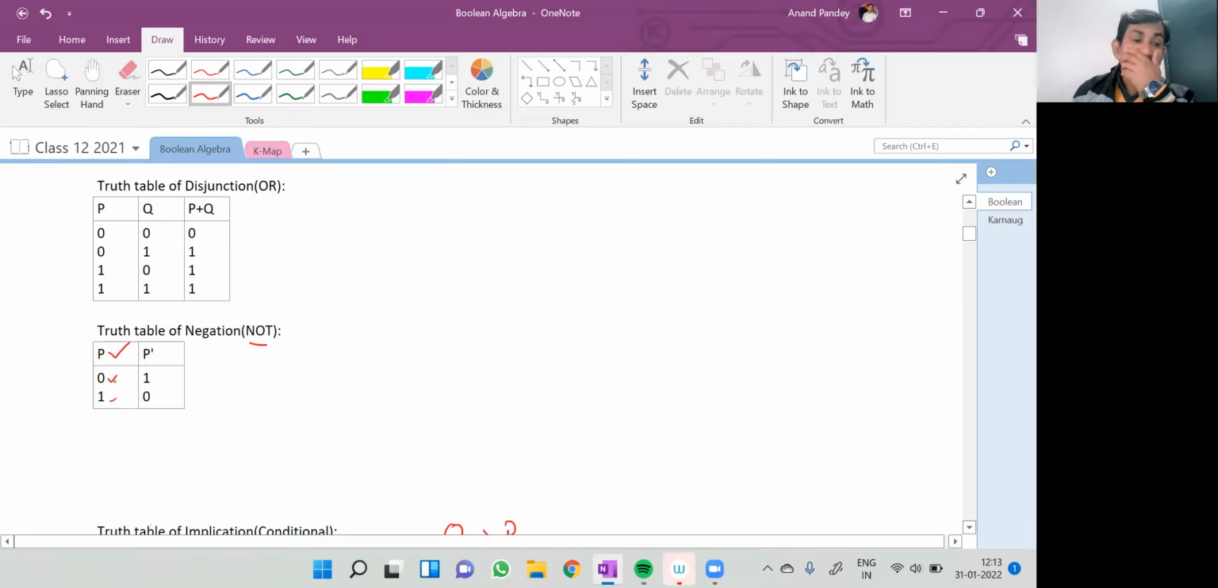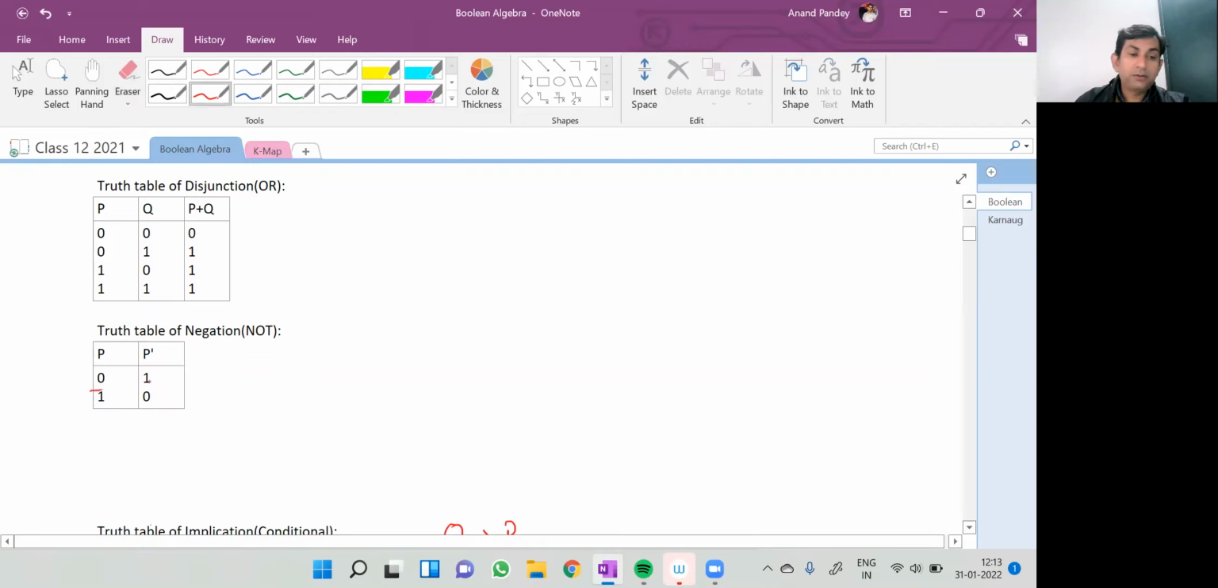Okay, so P dash will be what? 1 0. Dash means negation. P dash, or we can write P bar, or we can write not P like this. Any one of these three symbols can be used. So what happens in the case of negation? 0 becomes 1, 1 becomes 0.